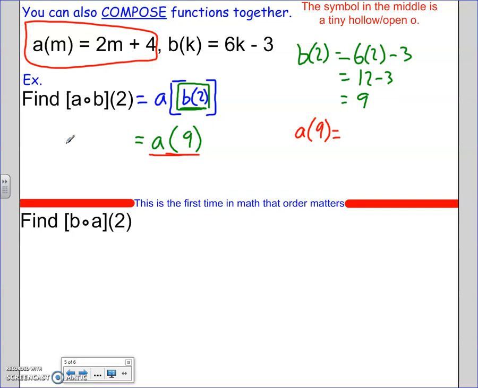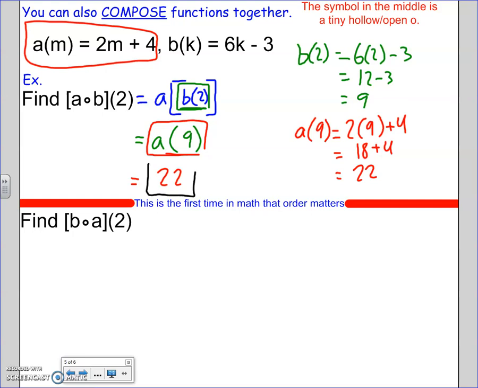So that is 2 times 9 plus 4. 18 plus 4. That is 22. So this part in red right here will turn to 22. If there's another letter, I'd plug into the next function, but that's it. So my final answer is 22.